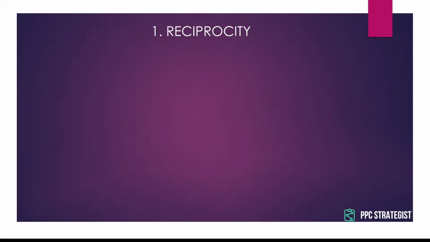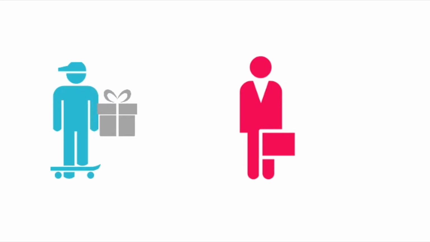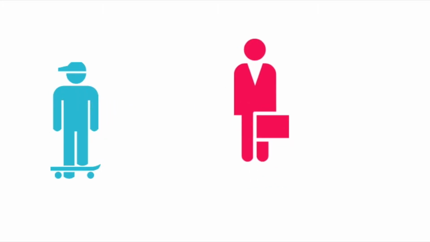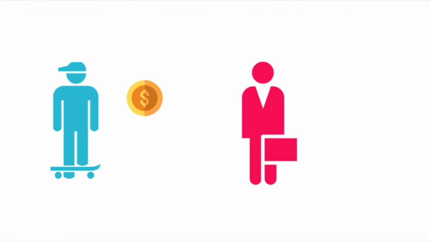Number 1, reciprocity. This taps into the drive to return a favour. So simply, we're much more likely to do something for someone who has done something for us. When you give something, it creates a feeling of indebtedness that's hard to shake, even if the recipient didn't ask for the favour in the first place.